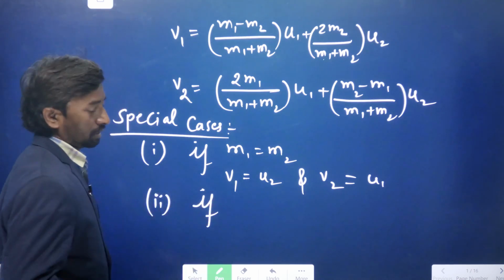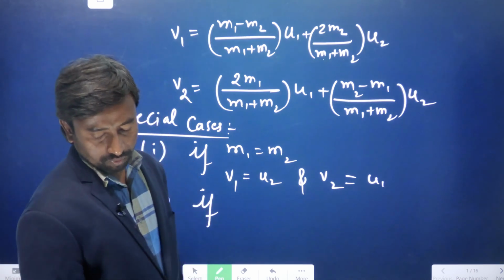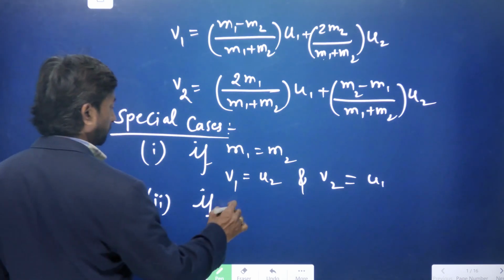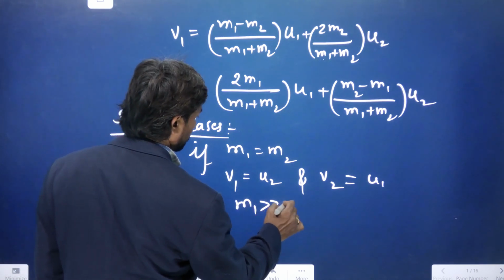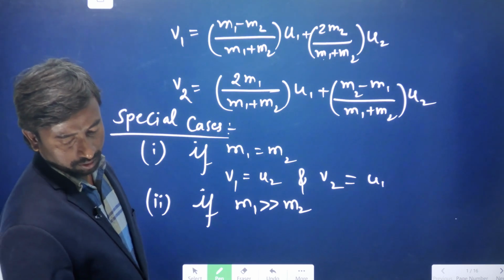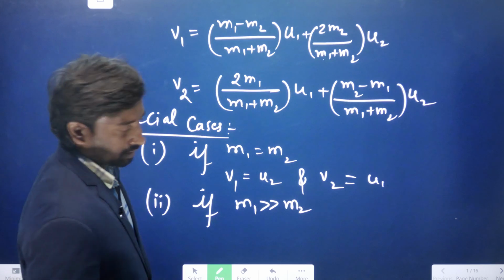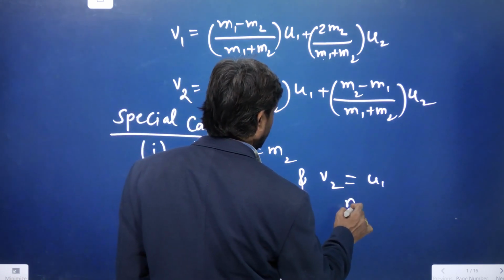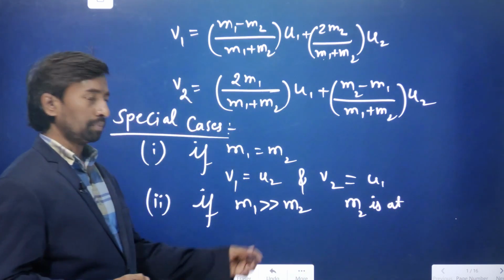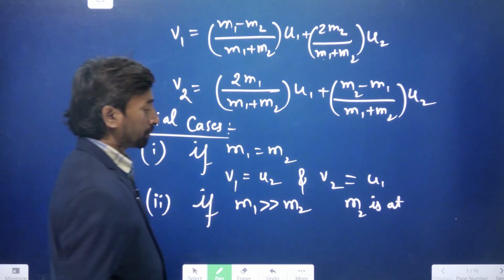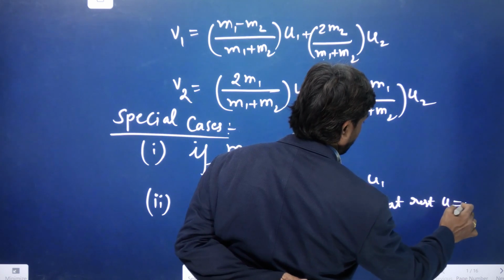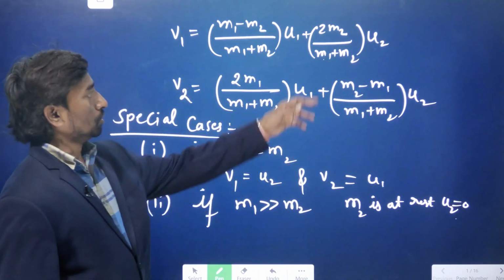The second case: if m1 is far greater than m2, and the lighter body is at rest. The lighter body m2 is at rest, m1 is greater, so if it is at rest, u2 will be 0. The u2 value will be 0.